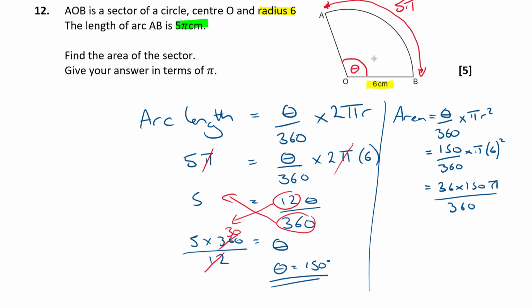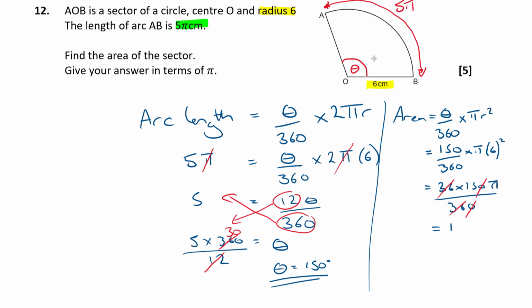Okay, I'm going to divide that 10 into that one, giving me 15, and 36, and then I'm going to divide the 36 into that 36. So that is going to leave me with 15 pi then, isn't it?